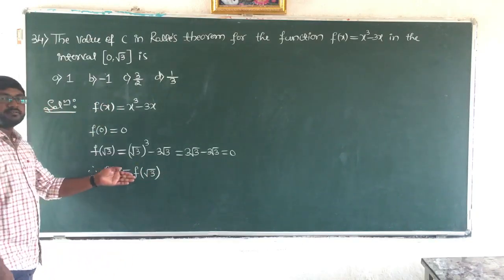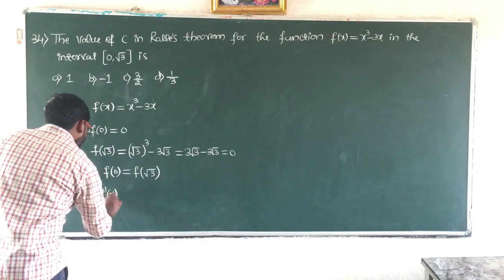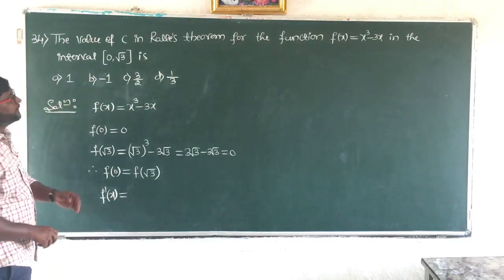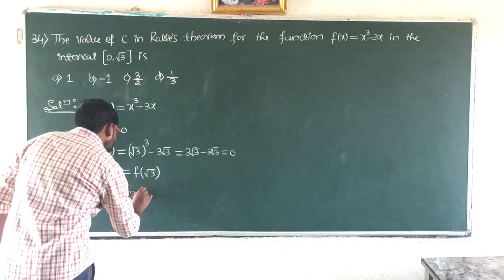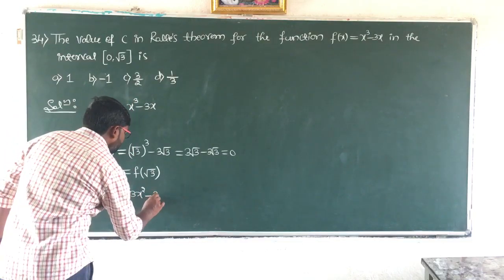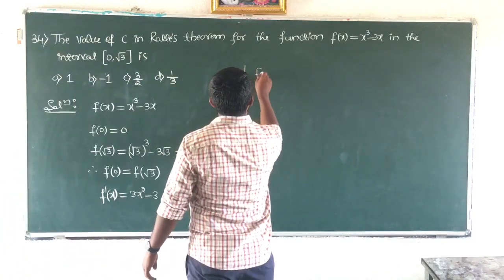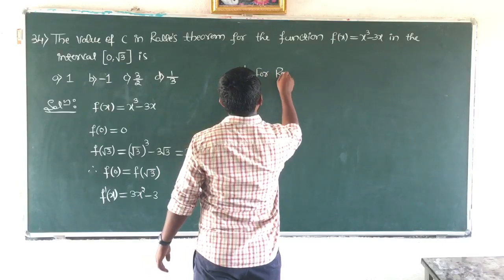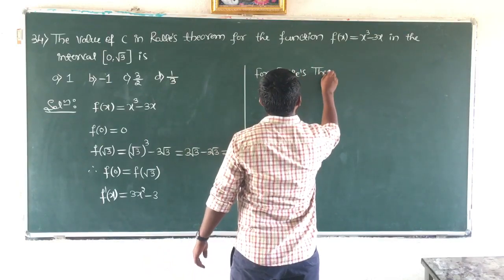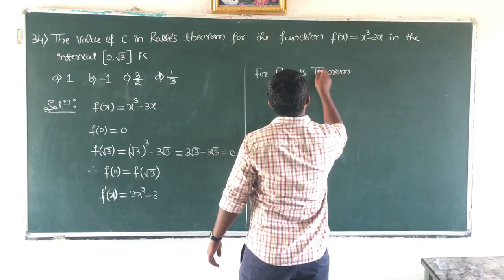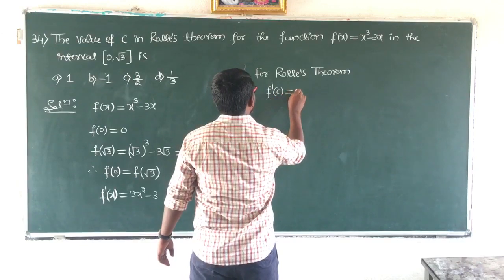Next I will go for the last condition. So here we will go for f dash of x, which is equal to differentiate this now. We get 3x square minus 3. So now see here, for Rolle's theorem, f dash of c is equal to 0.